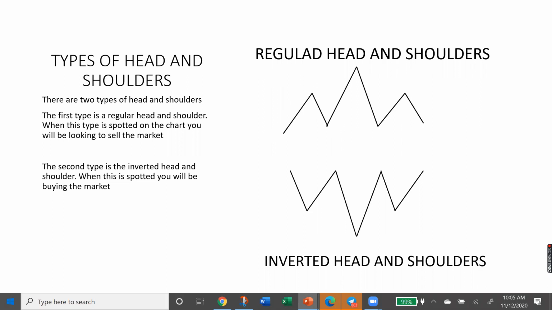The second type is the inverted head and shoulder pattern. When this is spotted, you will be buying the market. So on the bottom here, it's just flipped upside down. You will see the head and shoulder pattern upside down, which will cause you to look for buying opportunities.